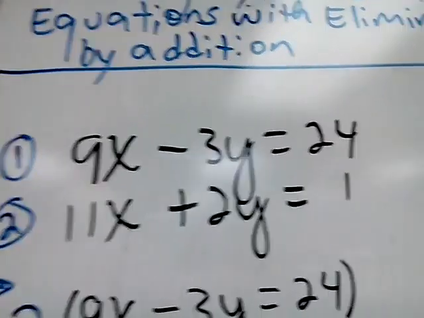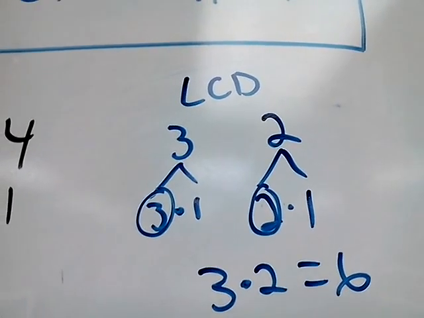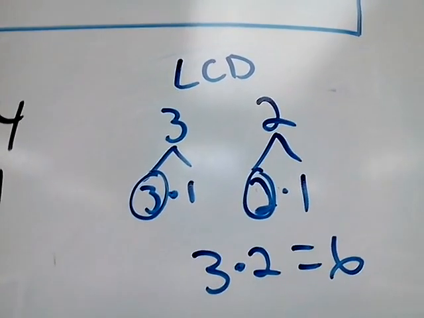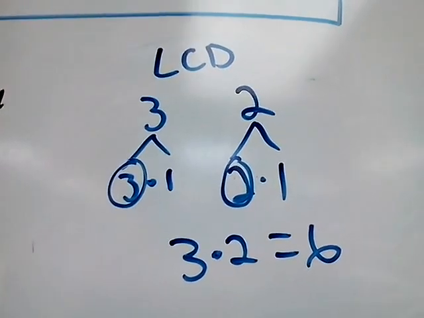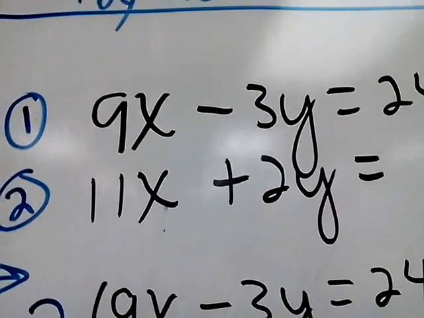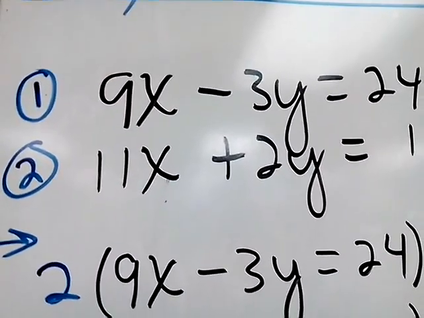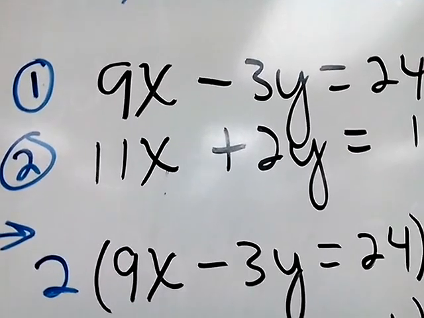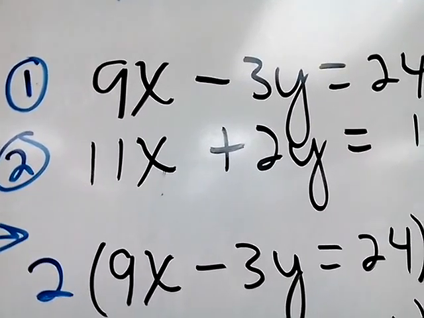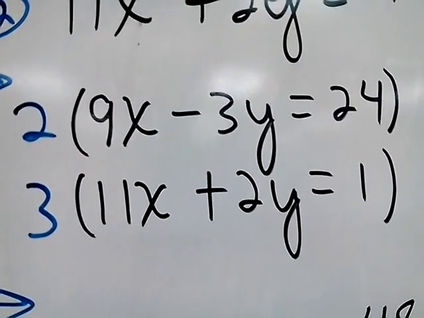So what we can do is think of finding the LCD between the two numbers, and in this case, the LCD works out to be 6. So how can we make the y variable in the top equation become 6? By multiplying it by 2. And for the second equation, we want the 2y to become 6y, so we multiply the entire equation by 3.